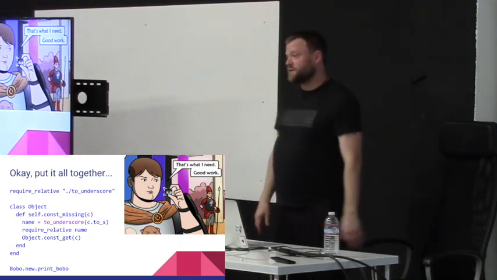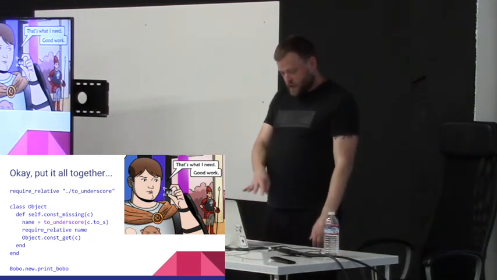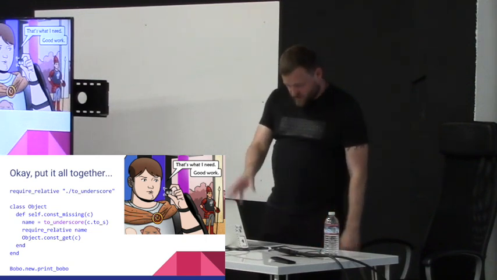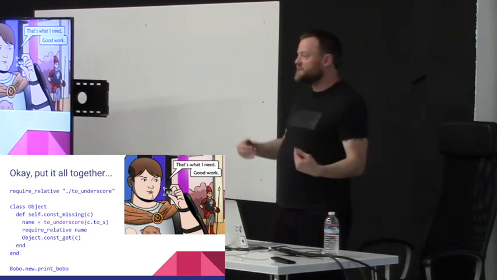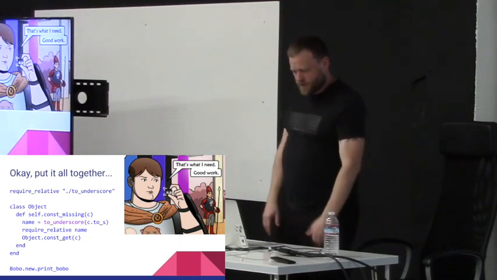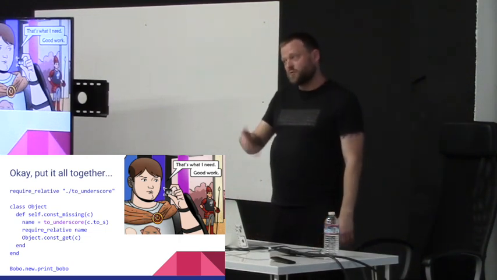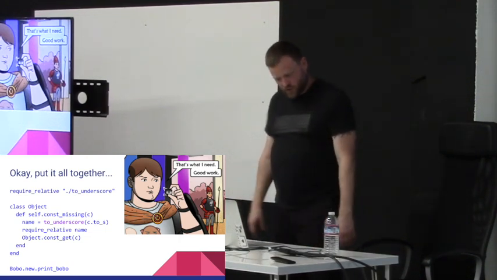Okay, so put it all together. So this code here actually does what I mentioned. This is the code that actually implements that thing I asked as the title of the talk. How do you do it? So require relative to underscore. You can also stick that code right at the beginning of the file. Whatever works, knock yourself out.